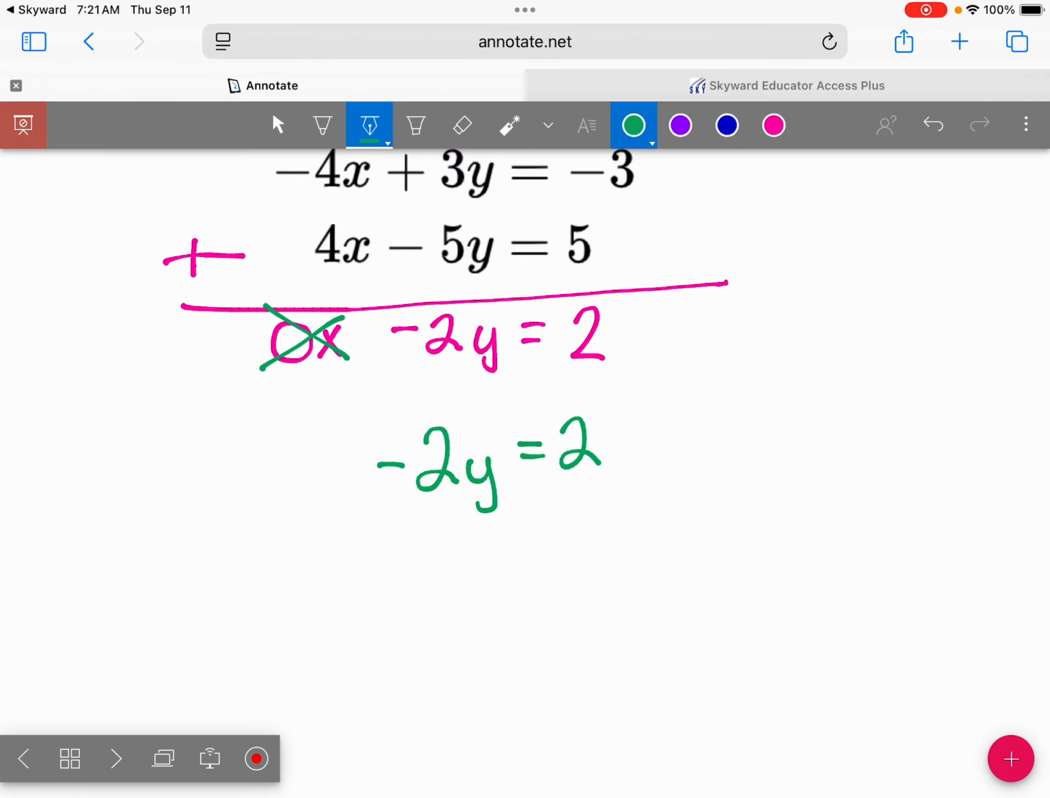So what's our y going to equal? How do I get to that solution? How do I get to a y equals? Divide by negative 2. So what does our y equal? Negative 1. 2 divided by negative 2 gives us a negative 1. Excellent job.